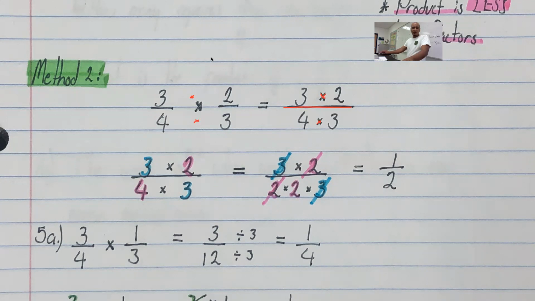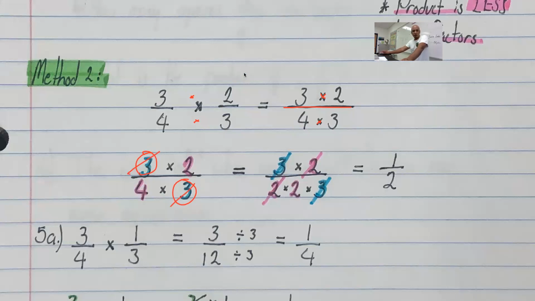Now I'm looking down here. Ladies and gentlemen, notice how I have a 3 on the numerator and a 3 in the denominator. They don't have to be diagonal. As long as I have a 3 in the numerator and a 3 in the denominator, this matters. What method 2 says is that whenever I have the same number on the numerator and the same number on the denominator, and it's just multiplication, there's no addition, division, or subtraction, you can cross out those numbers.